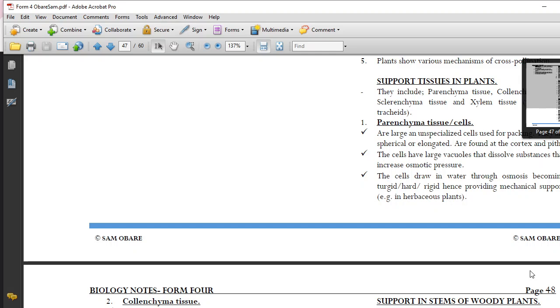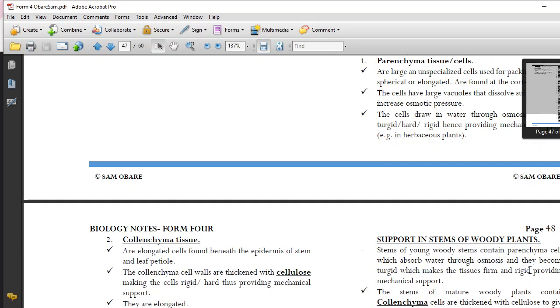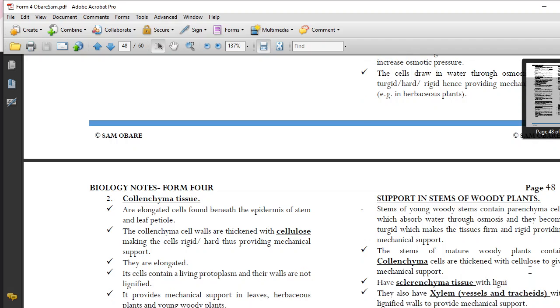The cells draw water through osmosis, they become turgid, therefore providing mechanical support, especially to herbaceous plants. Then the chorenchyma cells, their main support comes as a result of deposition or thickening of the cellulose, especially around their edges. You would find that the major support chemical in chorenchyma cells is the cellulose. This cellulose is a type of polysaccharide that makes these cells rigid, that makes these cells strong.